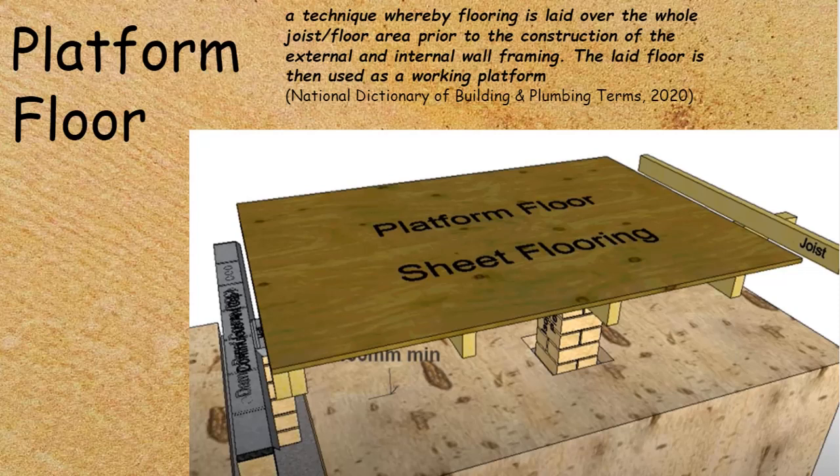So the platform floor certainly makes it a lot easier to do your wall frames than a cut-in floor did, but the platform floor is subject to a lot more damage and a lot more marking, so it's normally not a finished product. And if you want to have a nice floor, it's normally laid over the top of the platform floor once the rest of the building's done.